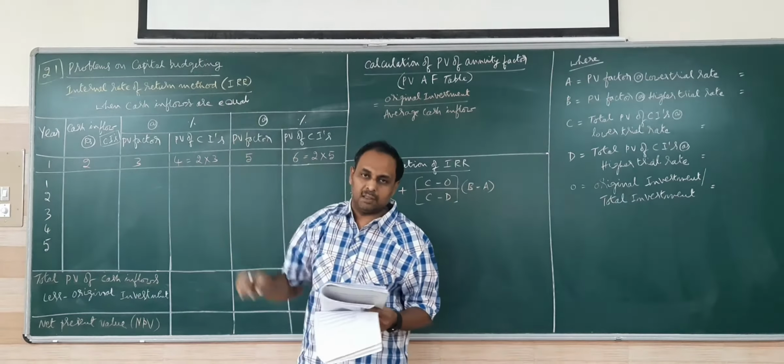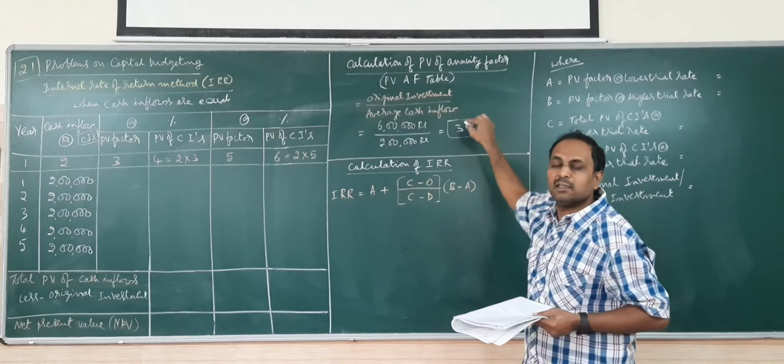For that, first we go for calculation of the PV of annuity factor. We call that the PV AF table. If I put this formula, approximately I will come to know within which rates the IRR will lie. So we have to find that out. Original investment is 6 lakh rupees. Average cash inflow is 2 lakh rupees. If I divide, I have the factor as 3. So I have the annuity factor as 3.